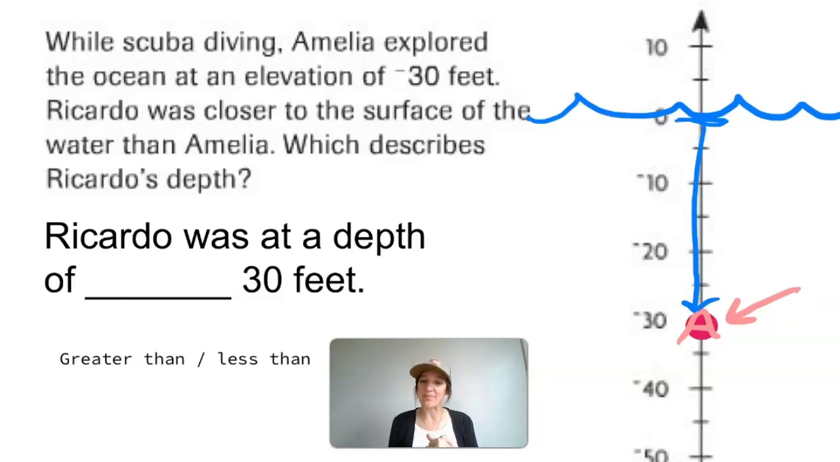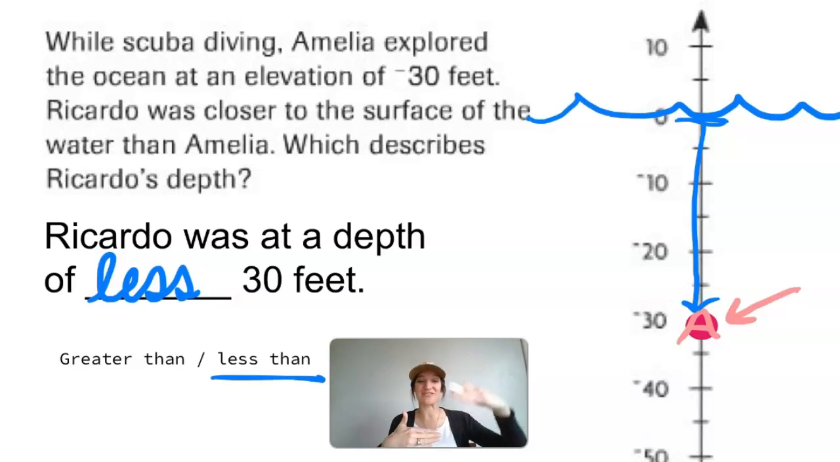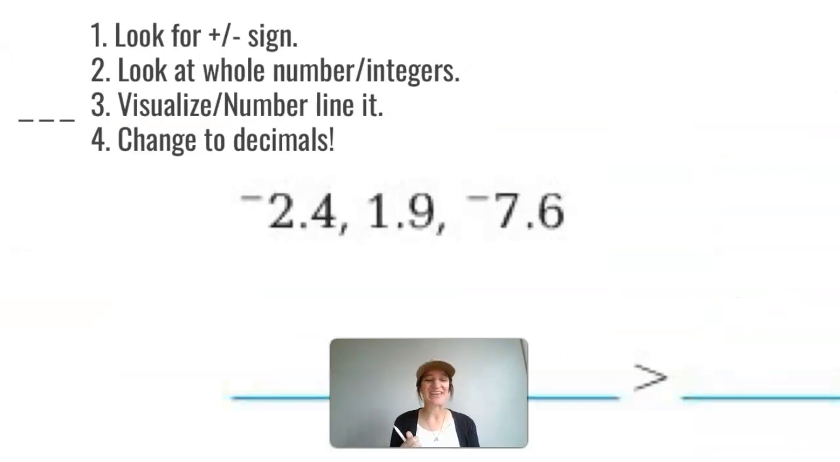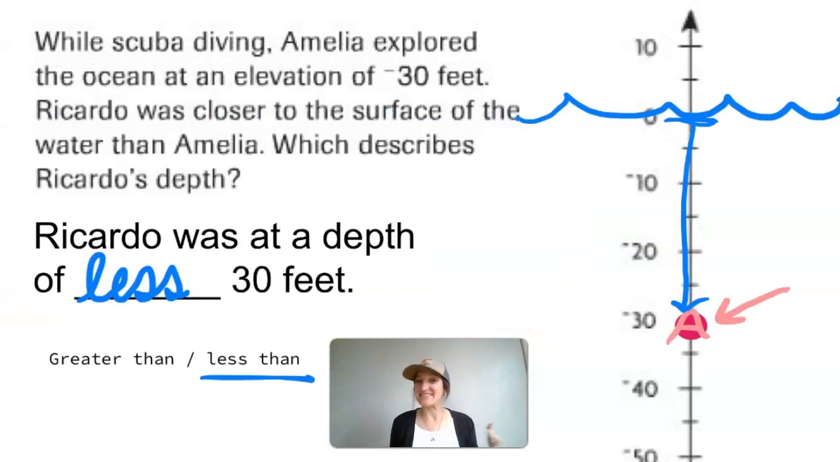So is his depth greater than Amelia's, greater than 30 feet, or is his depth less than 30 feet, less than Amelia's? Well, his depth is less than 30 feet because he's closer to the surface. So he's not as far away from 0. I hope that gives you something to think about as we're talking about distance to 0. Now, when you hear the word depth or debt or distance, you know that we're actually talking about a distance to 0.